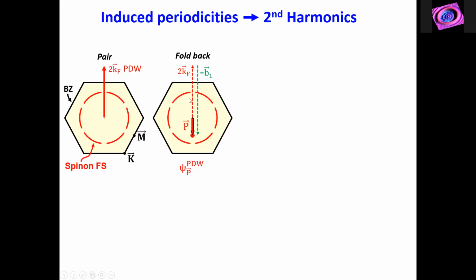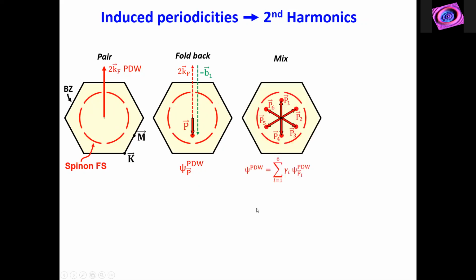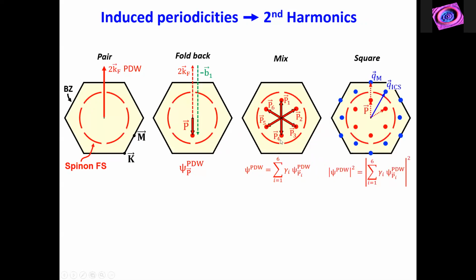But because this is happening at 6 different momenta, we expect the pair density wave, if it gets scattered, to have components in these 6 different directions. So we expect, from simple symmetry reasoning, the pair density wave function to have components at these 6 different directions. Then we can ask the question: what is the state density of the pair density wave? To answer that question, all we've got to do is square it. If we square it, then these 6 waves get squared, and when you square the waves, what you get are the second harmonics. So here I show the second harmonics of these P vectors, and those are these blue dots.